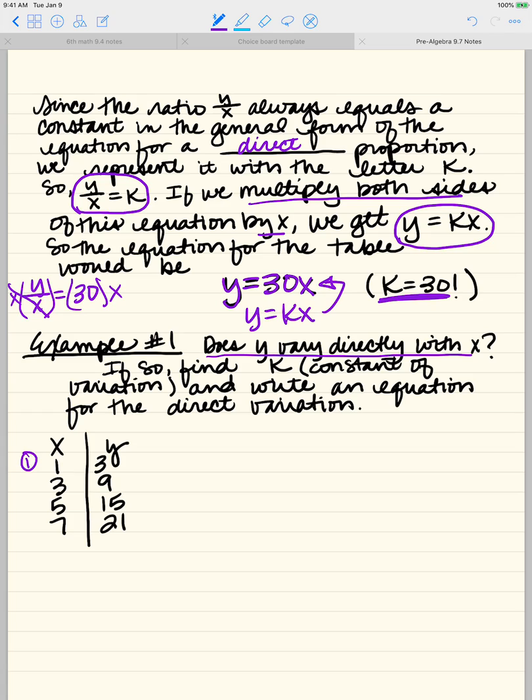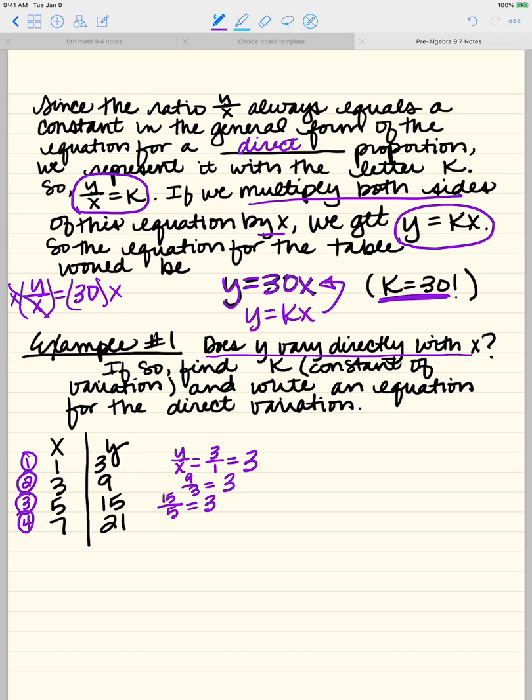Here we have pair number 1. X is 1 and y is 3. So when we set up the ratio of y to x, we get 3 over 1, which is equal to 3. Let's look at our second pair. We have 3 and 9. So let's set up our ratio of y to x. 9 over 3 is equal to 3. Let's look at our third pair, 5 and 15. Set up your y over x ratio. 15 over 5 is equal to 3.